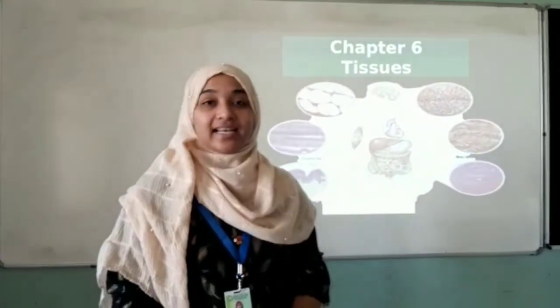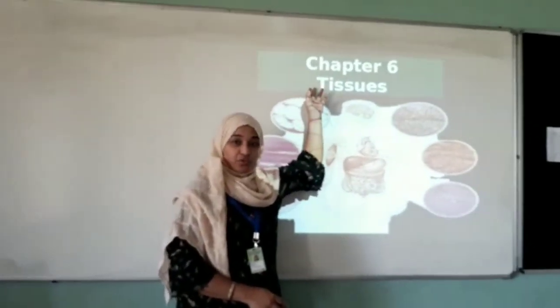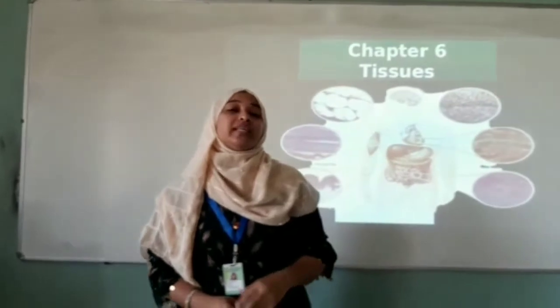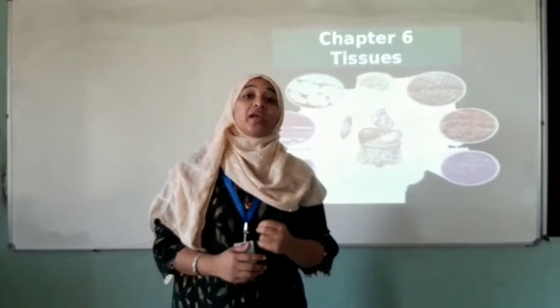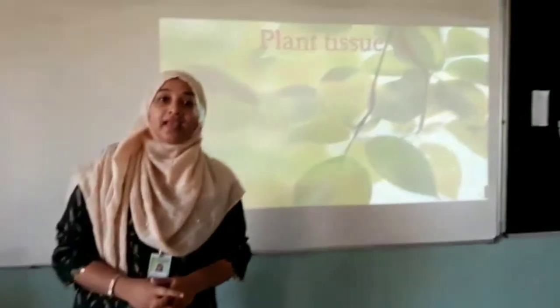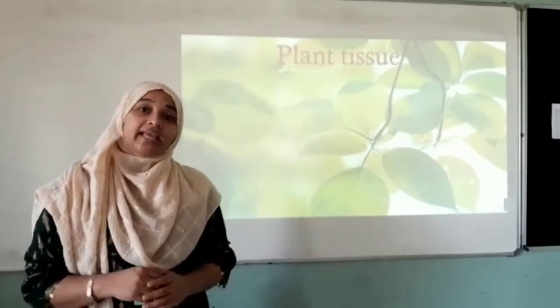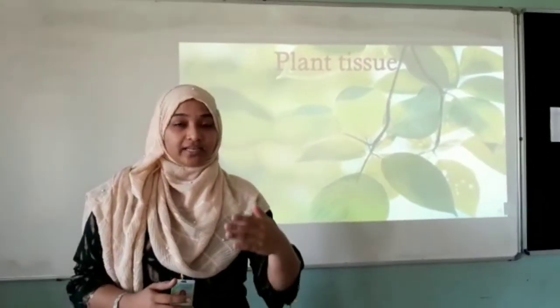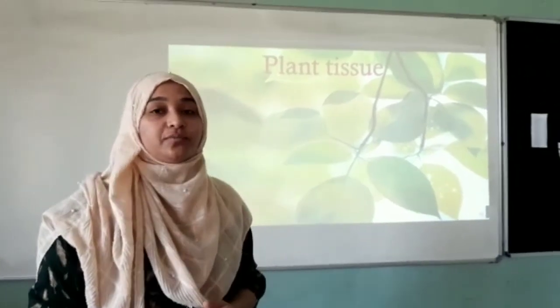Today we are learning class 9 science biology. In that we are learning chapter 6, tissues. Already, as I told you, tissues are of two types, plant tissue and animal tissue. Today we are learning... we have already completed the plant tissue. In plant tissue, further we are going to learn today a very important topic, that is protective tissue.